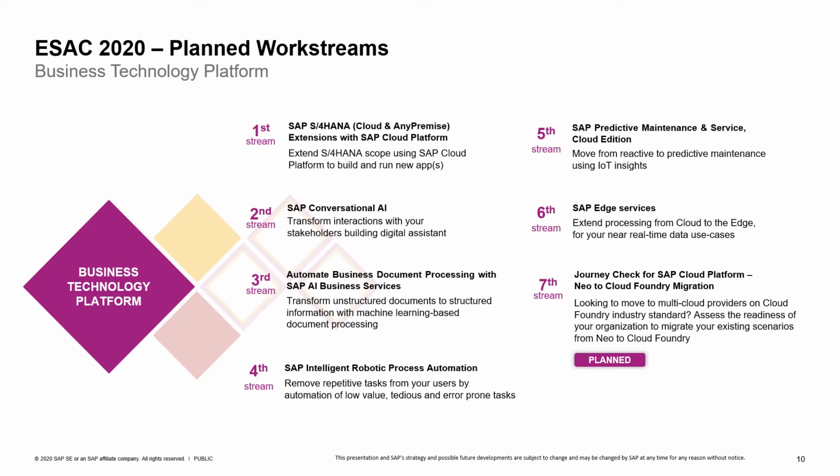Workstream number 4, intelligent robotic process automation. As you know, this is the integrated tool that SAP has to automate all the tasks that you don't want your end users to do. And this could be for multiple reasons. It could be because of repetitive tasks of low value. It could be because of high error rates when it comes to human factors. So you may have a lot of considerations in order to use intelligent RPA.